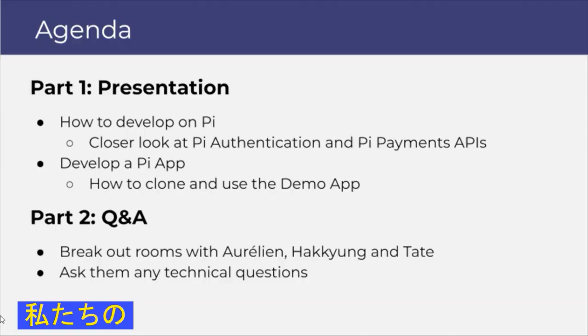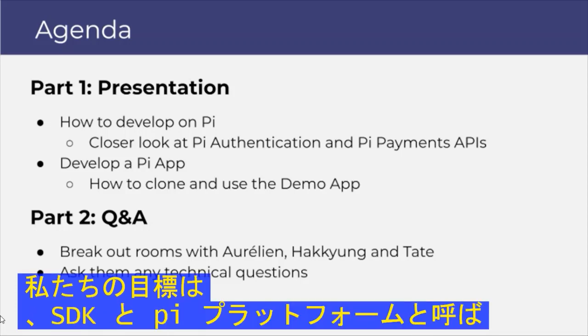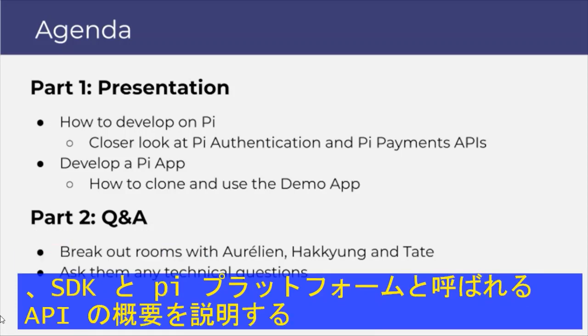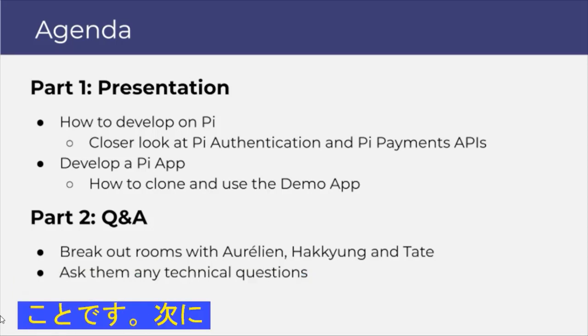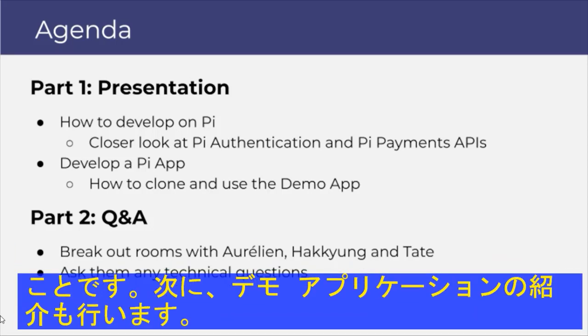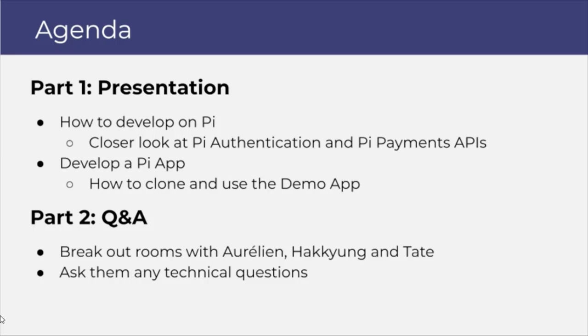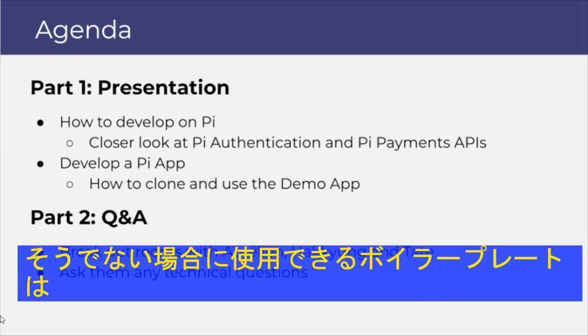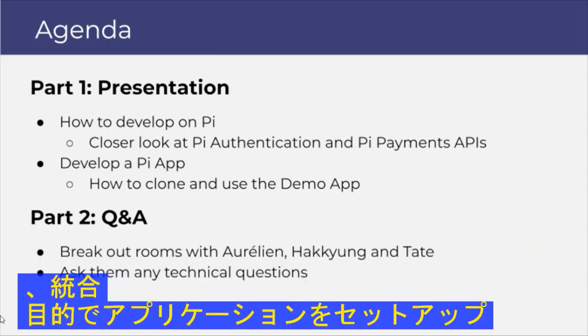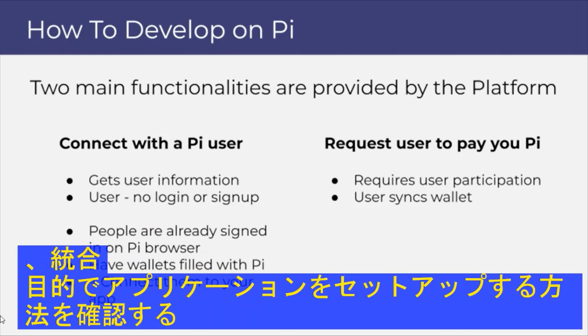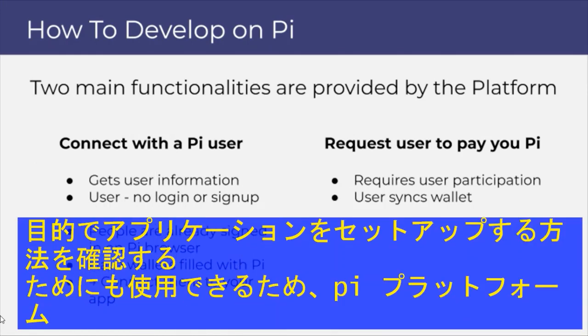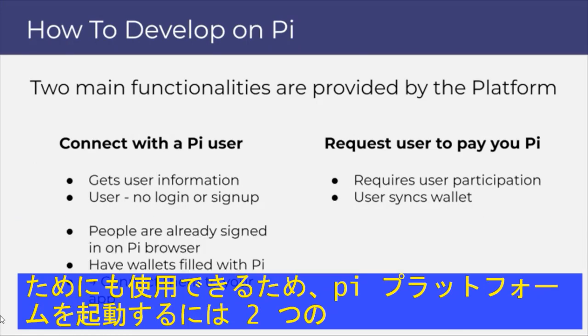Our goal is to present an overview of the SDK and the APIs, which we call the Pi platform. And then we'll also give you an introduction to our demo application, which is essentially a boilerplate that could be used by you. If not, it can also be used to review for integration purposes, how to set your applications up. So to start, the Pi platform has two functionalities.